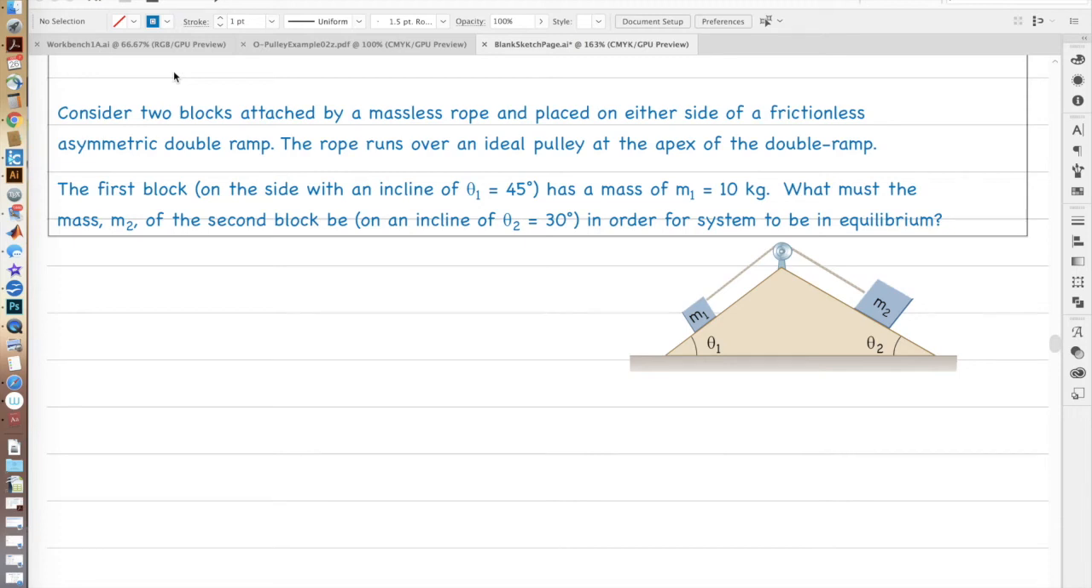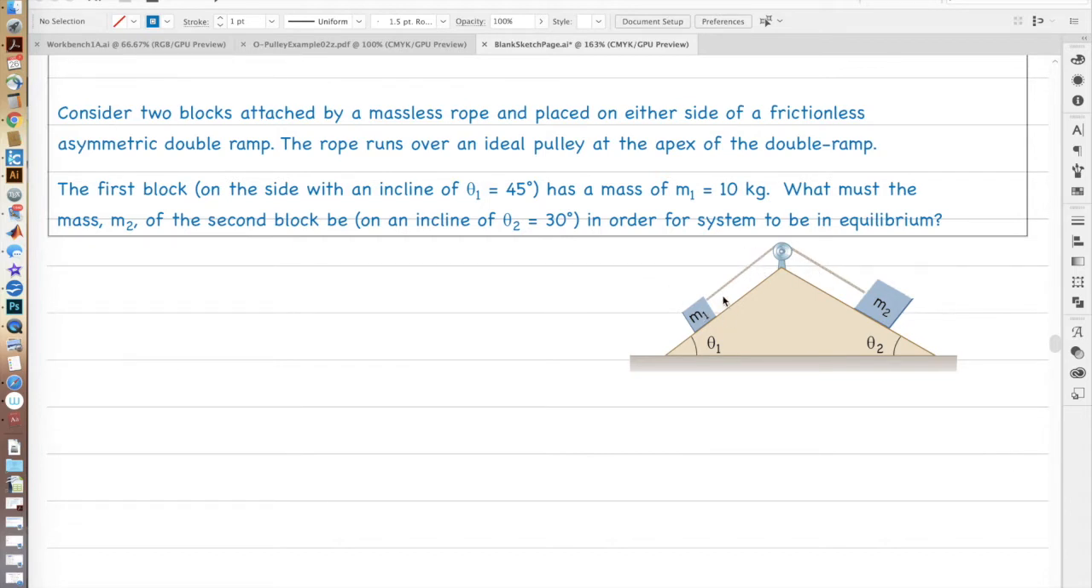Here's an example that we didn't quite get to in class last time, which is the two blocks attached to each other by a massless rope and then placed on either side of this frictionless asymmetric double ramp. So the rope runs over this ideal pulley, so it's a massless pulley, and that means that the tension is the same on both sides. It's at the apex of this double ramp.